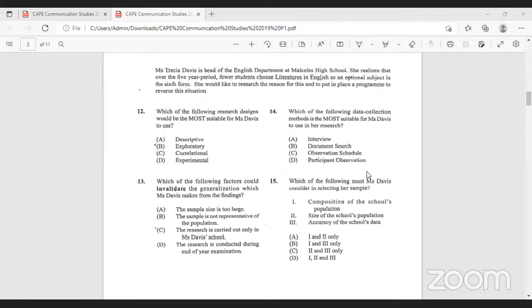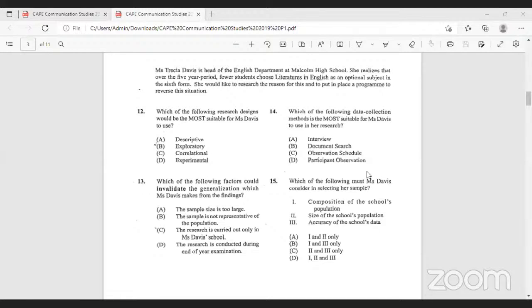Right? So, and why is that? Because she is trying to research the reason why fewer students choose literatures in English, right? But she cannot generalize the findings simply because she's only studying a very small select group of students. Say whatever findings is too specific to both the school and the subject, right? So it can't be used as an index of accuracy anywhere else. So for 13, the answer is B.